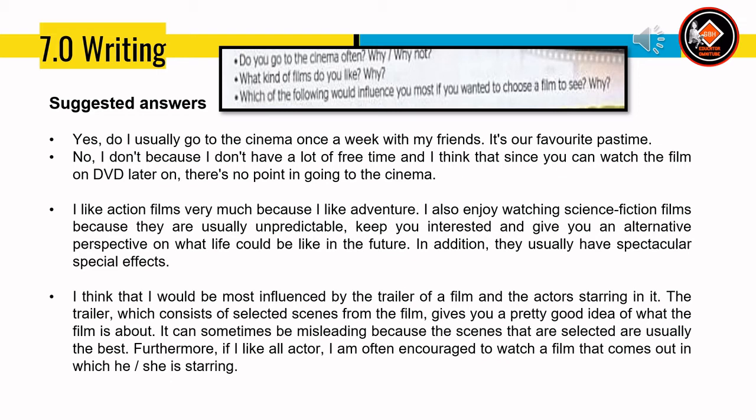I think that I would be most influenced by the trailer of a film and the actors starring in it. The trailer, which consists of selected scenes from the film, gives you a pretty good idea of what the film is about. It can sometimes be misleading because the scenes that are selected are usually the best. Furthermore, if I like an actor, I am often encouraged to watch a film in which he or she is starring.